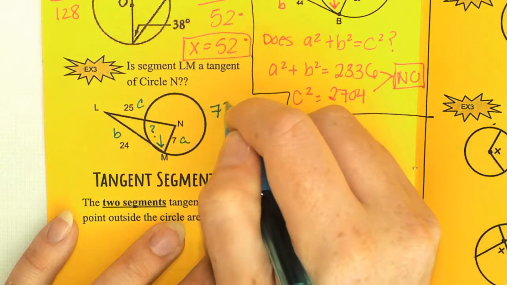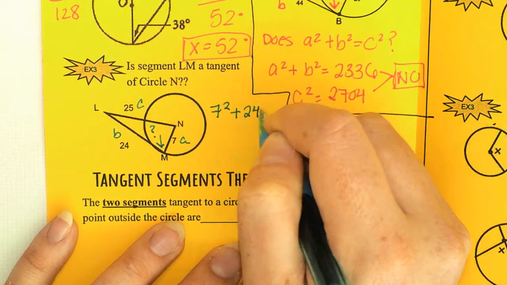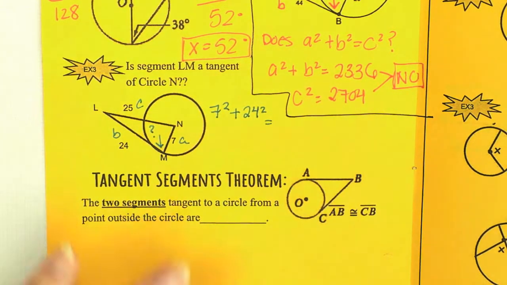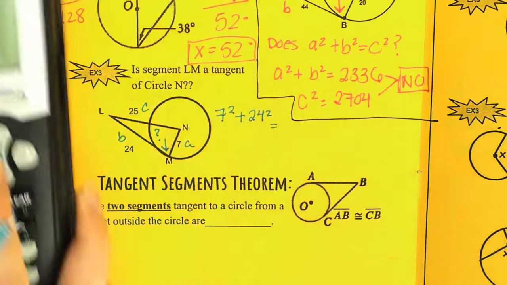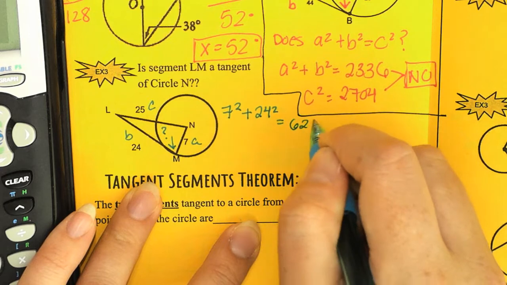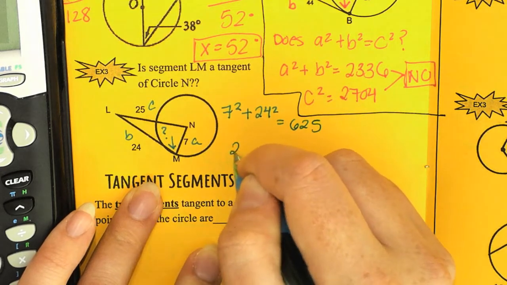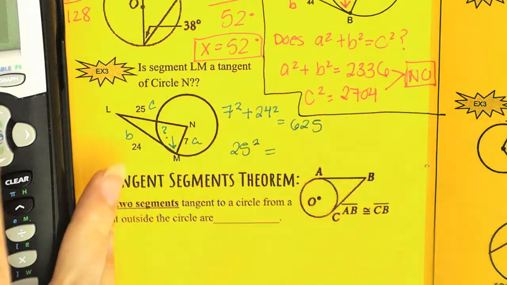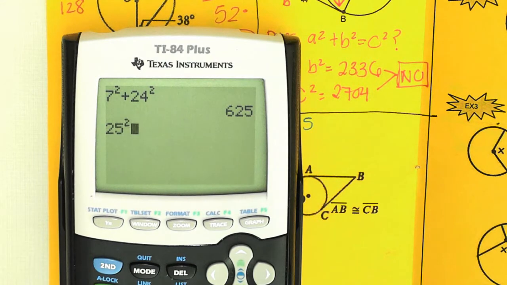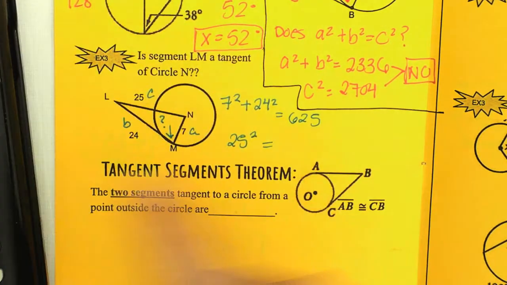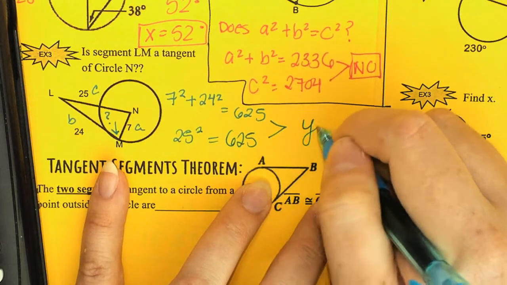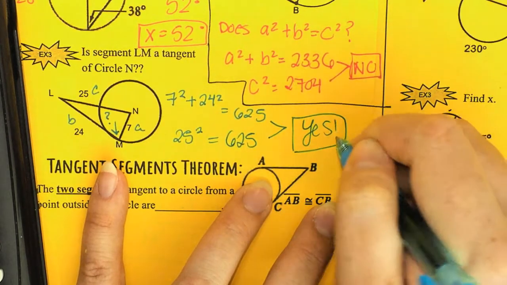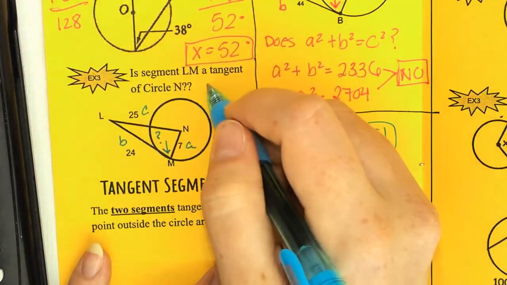So if we do our a squared plus b squared, 7 squared plus 24 squared, that gives me 625. And then c squared would be 25 squared. If you do that, we get 625. These are the same, so yes, it is a tangent.